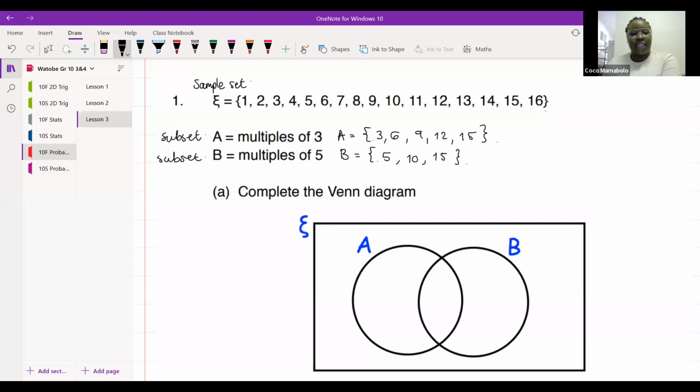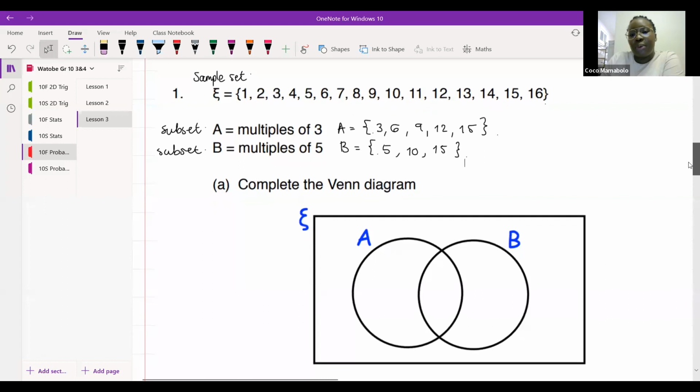Excellent. All right. So what we want to do with this set that we've got is represent this information on a Venn diagram. So we know that our sample set is the big rectangle. All of these numbers are in the big rectangle, and the circles represent the subsets. So in subset A, I know that I have a 3, a 6, a 9, a 12, and a 15.